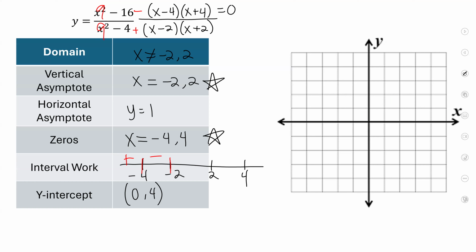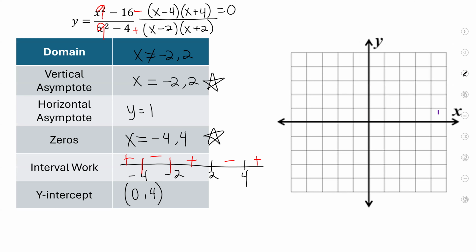If I plug in a 0, I'll get a positive. If I plug in 3, I'll get negative. And if I plug in a 4, let's see what I get, or something bigger than 4, I will get a positive. So I'm going to graph my key features.